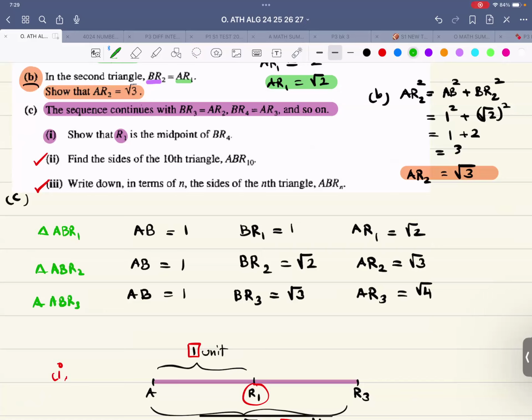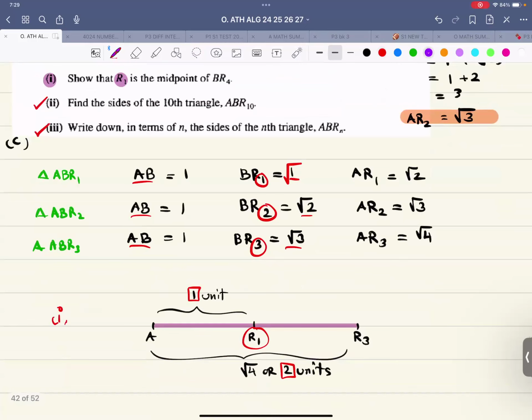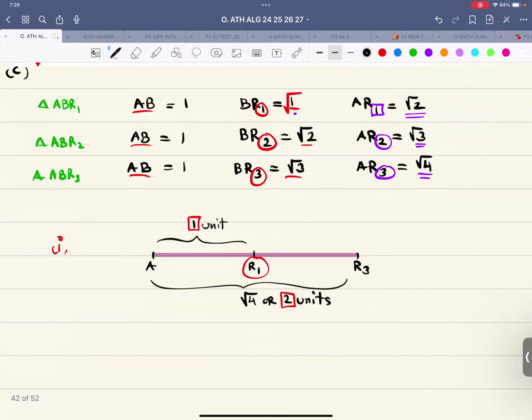Now, in all of them, this AB is fixed. That's the first thing. BR1 has a value of 1, BR2 has a value of root 2. So I can even write 1 as root 1, no harm in that. BR3 is root 3. And what about AR1? If this is 1, this is 1 more, so this is root 2. AR2 is root 3, AR3 is root 4. So now a pattern is developed.